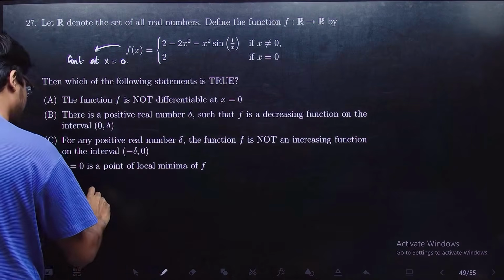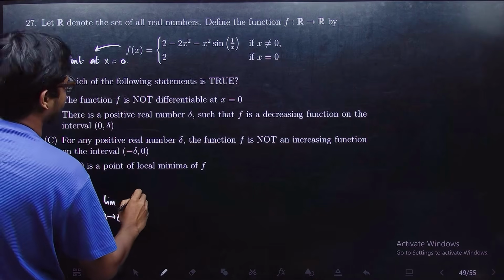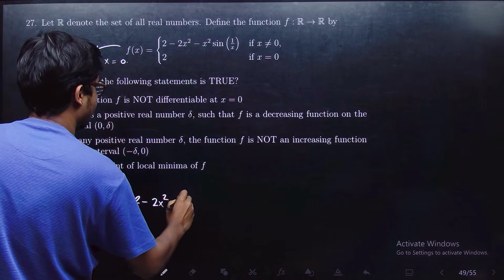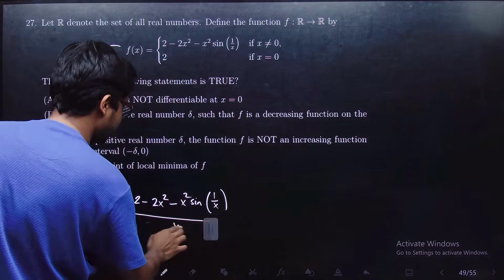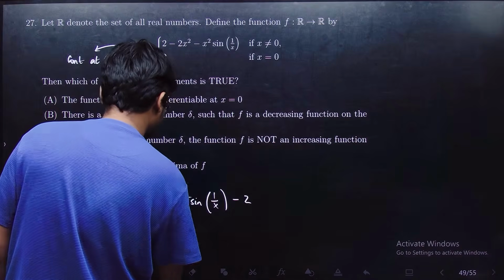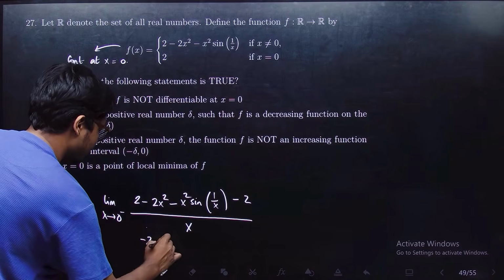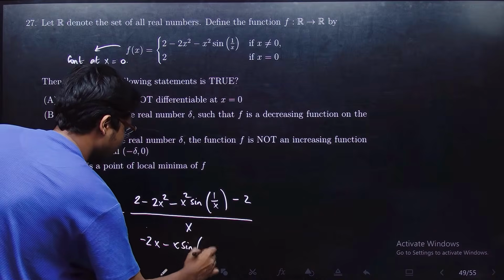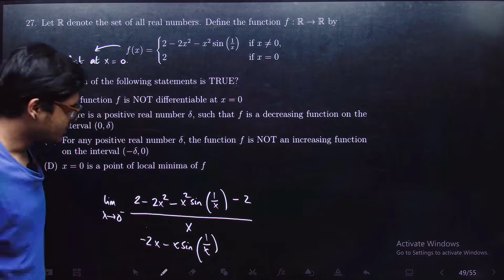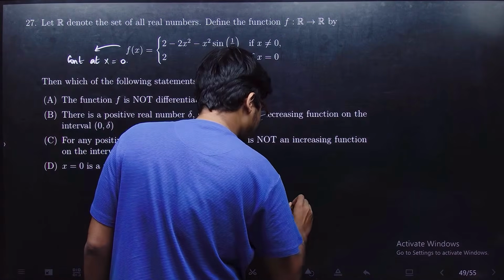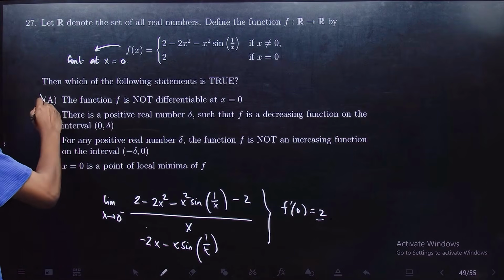Now for differentiability, if I look at the left hand derivative, it's going to be 2 minus 2x square minus x square sine 1 by x, minus 2, divided by x, because f of 0 is 2 for us. So when I divide it, you'll get a minus 2x term here, and you'll get a minus x sine 1 by x term. So no matter whether you look at the left hand derivative or the right hand derivative, in both cases this quantity is going to go to 0. So from here, we can say that it's differentiable and f prime 0 is equal to 2. So the first statement, the function is not differentiable, is incorrect, so option A is incorrect for us.